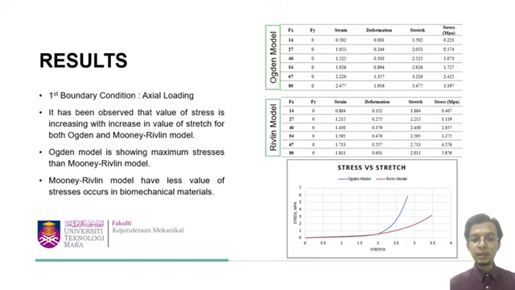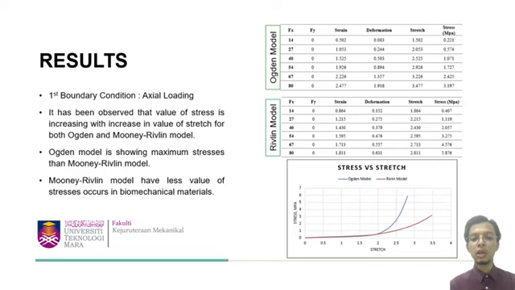Generally, as the value of stretch increases, the value of stress also increases under axial and angled boundary conditions. It has been shown by the two graphs as a comparison. For the first boundary condition, the results show that under axial loading, there is less increase of stress as compared to angled loading. Under angled loading, the components of force divide into X and Y components, due to which their value varies a lot in both directions.